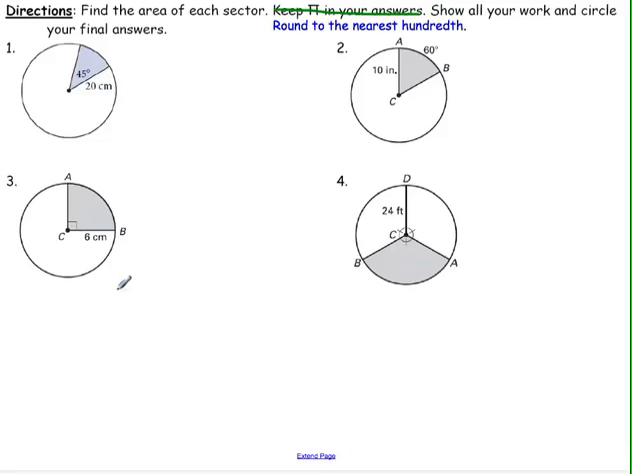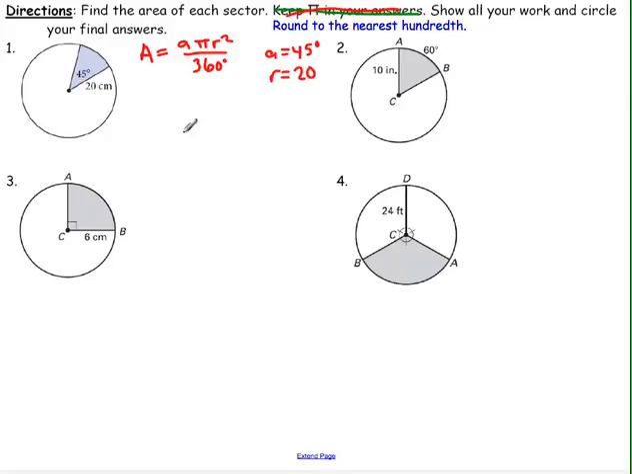Find the area of each sector. It did say keep pi in your answers, and sometimes this is useful. I want to try it a little bit different today. I want to round to the nearest hundredth. Show all your work and circle your final answers. So in this case, remember that area is equal to A, our angle, times pi r squared, and we're going to divide that by 360. They give us our angle measurement to be 45 degrees, and our radius is 20 centimeters.